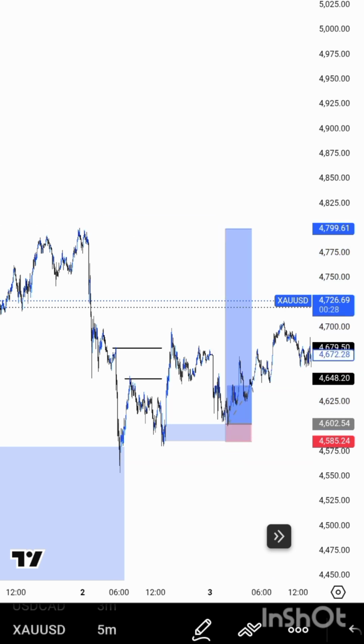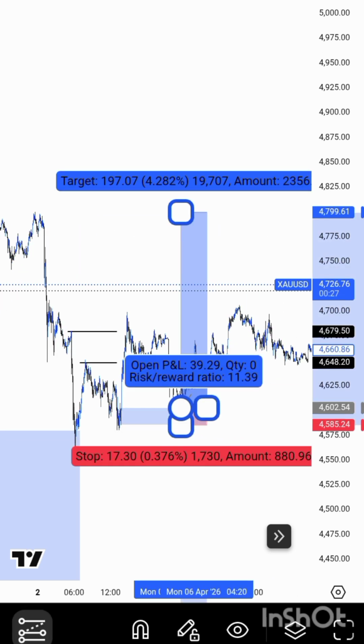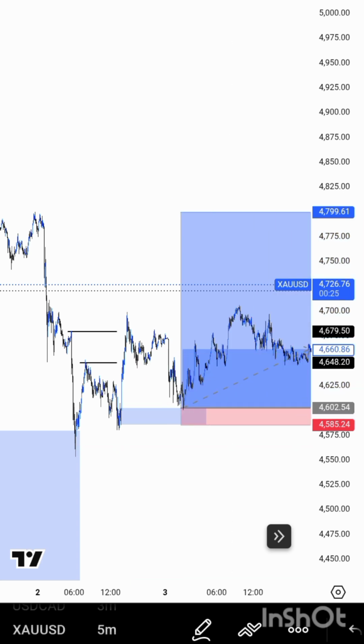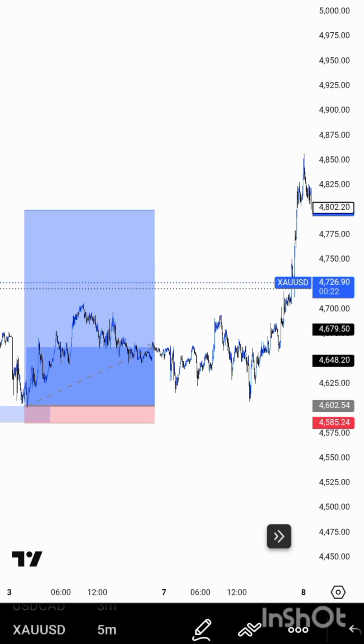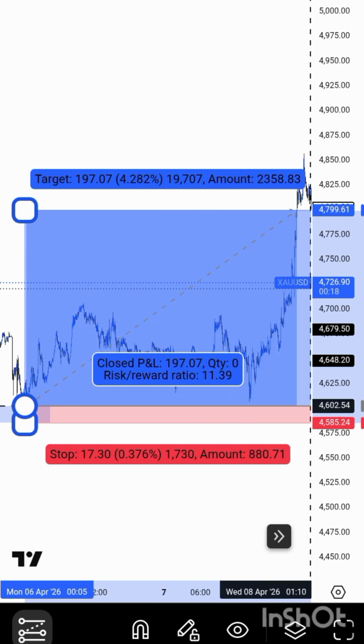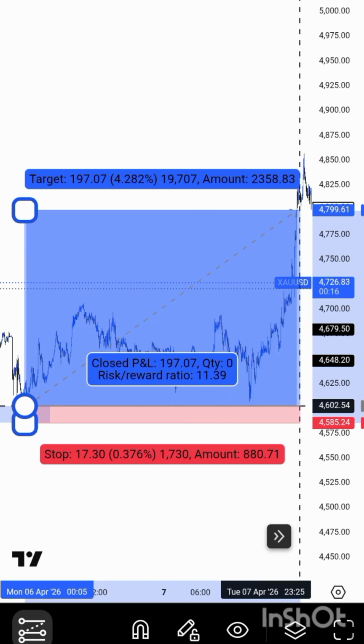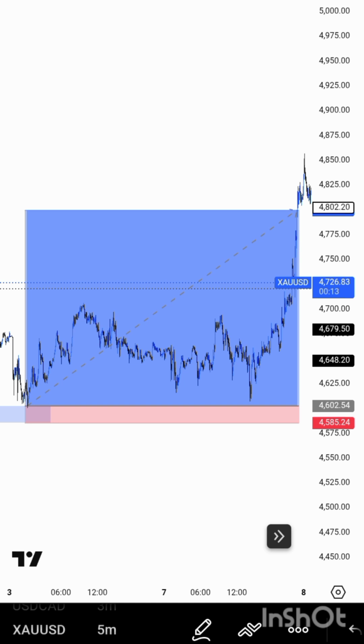And as you can see, we just locked in 11 RR on gold. That is just it. Keeping it simple is the best way to approach the market, not making it the hard way. As you can see, 11 RR. That is pretty good.